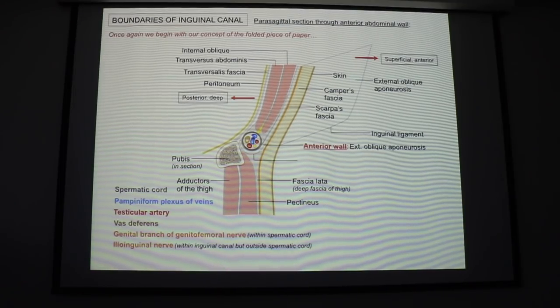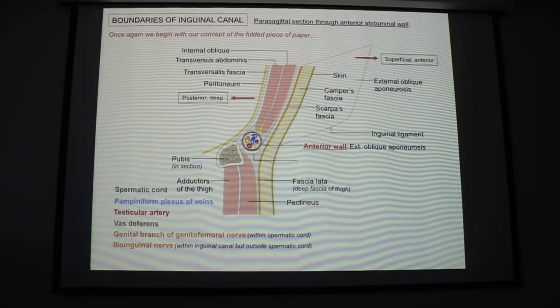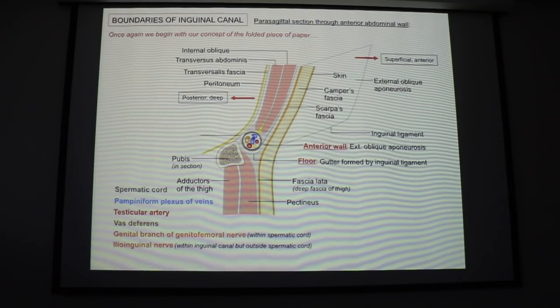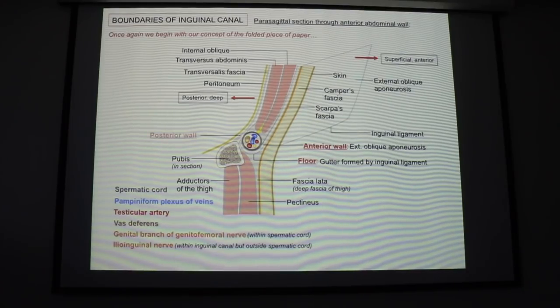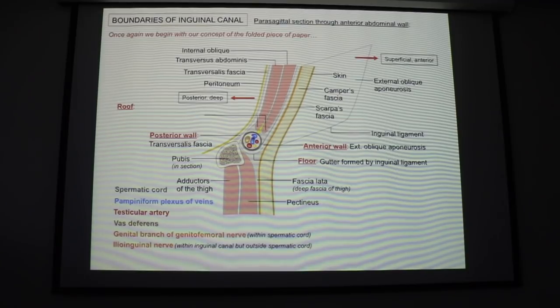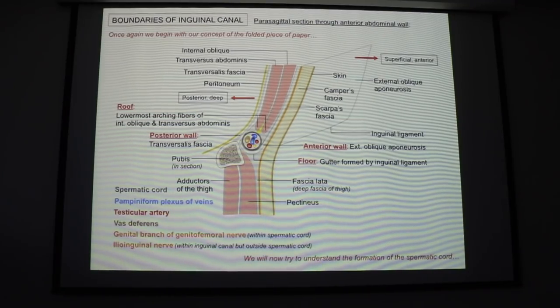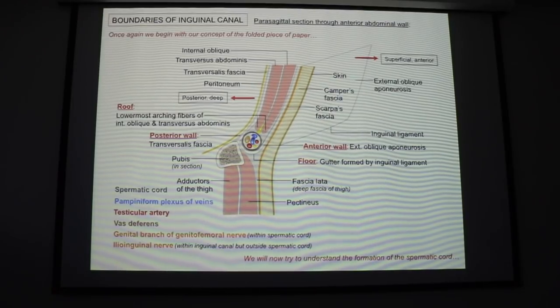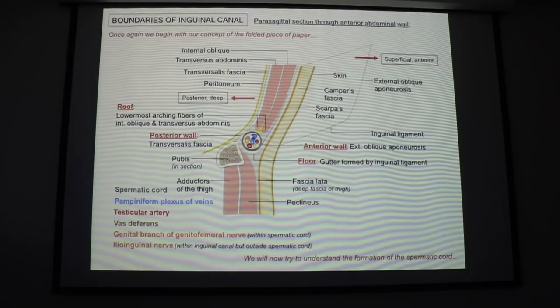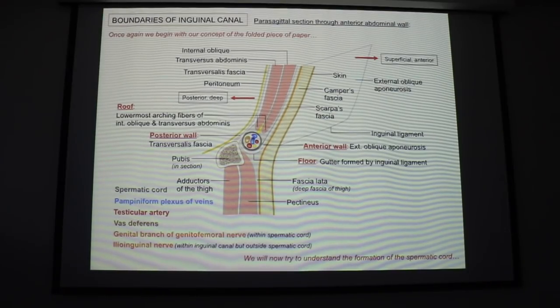Who makes the floor? Inguinal ligament through its folding. The posterior over the roof. And who makes the posterior wall? Very good. Very good. And who makes the roof? So now, do we need to memorize who makes the anterior wall, who makes the posterior wall, who makes the roof, and who makes the floor? It's all in front of you, and you have made it yourself.